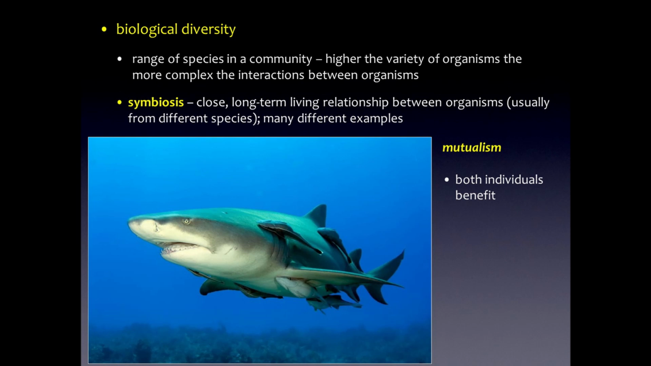The shark gets to stay clean and healthy, and what happens is all the parasites, even any little bits of food that might fly out of the shark's mouth as it's munching on its dinner, the remora eat, and the remora benefit because they get food. So the sharks get to stay clean and healthy, the remora get to eat and stay healthy. Both individuals benefit.